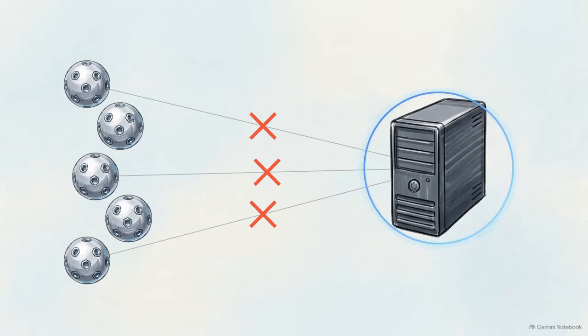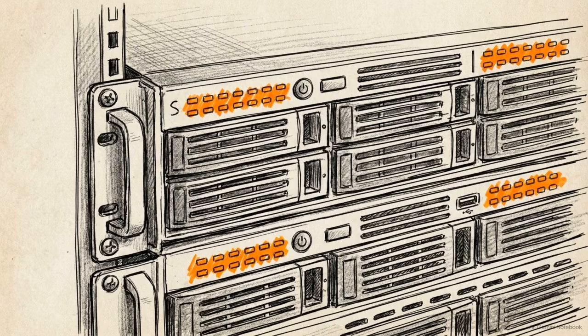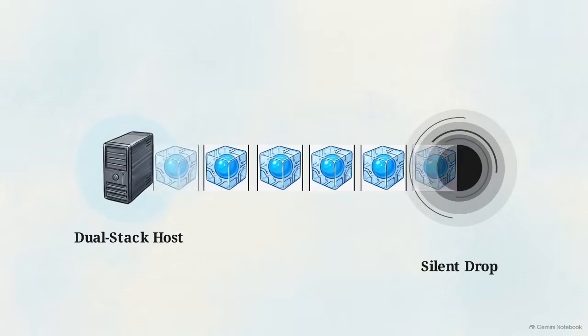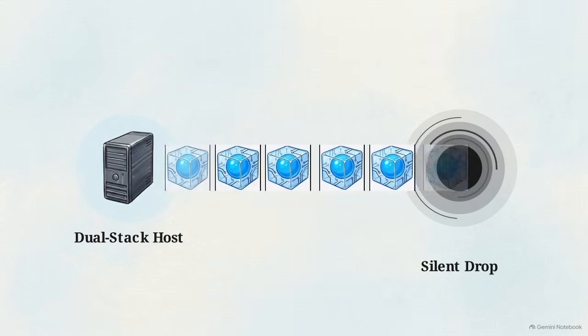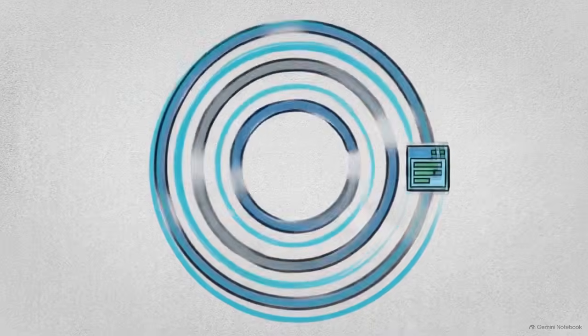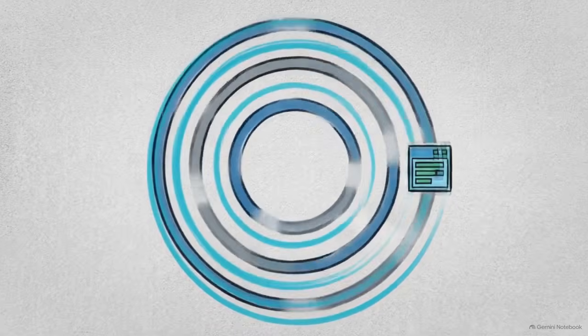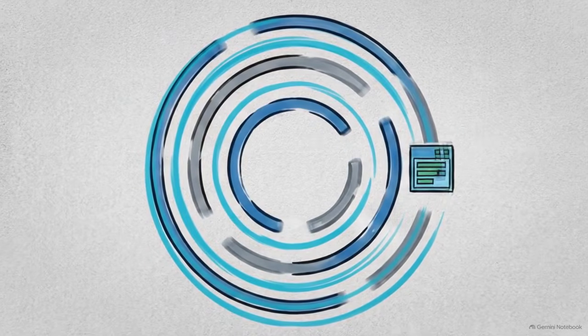Now we have to address a hidden operational side effect of our firewall rules. When dual-stack hosts attempt to reach remote nodes via IPv6 and their packets are silently dropped, they get stuck in what's known as Happy Eyeballs timeout loops. To the user, this looks like severe application lag.